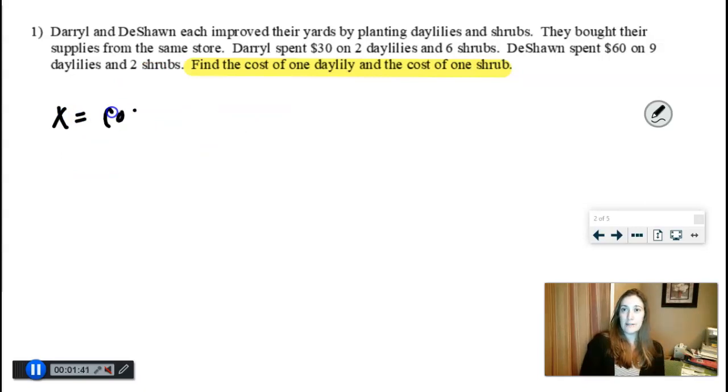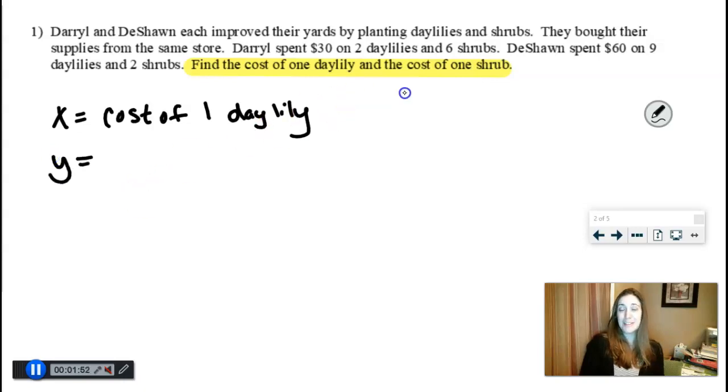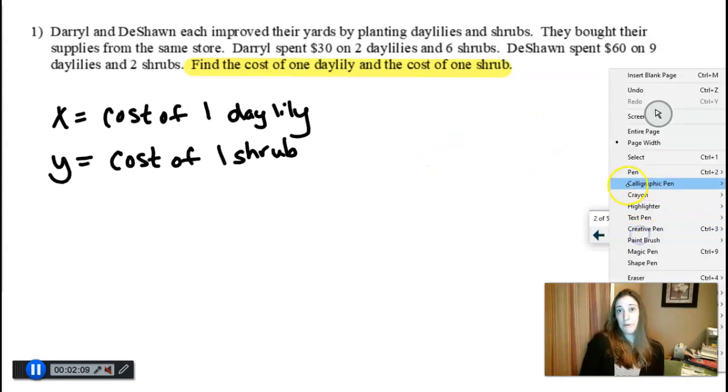It is the cost of 1 daylily. Y I'm going to use for my other variable, and it's the other unknown thing, which is the cost of 1 shrub. So notice very specific, and more importantly, very accurate of what those variables are going to represent. So now we're going to set up 2 equations because we have 2 unknown things. That's how many equations we're going to need.